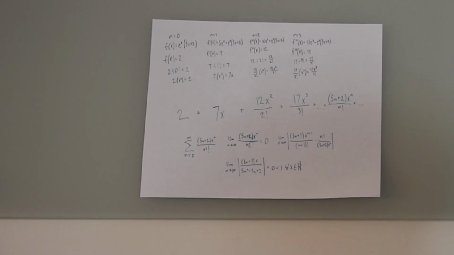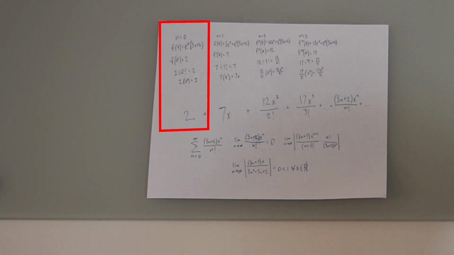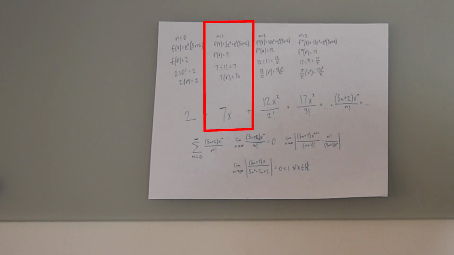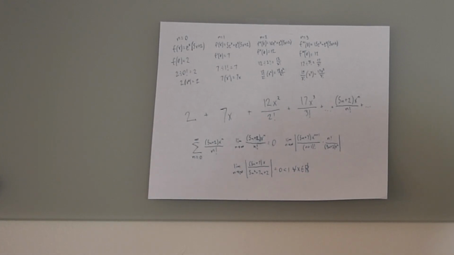Let's begin. N equals 0. N equals 1. N equals 2. N equals 3. And of course, the general term.